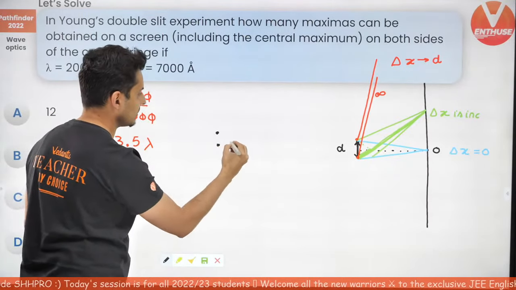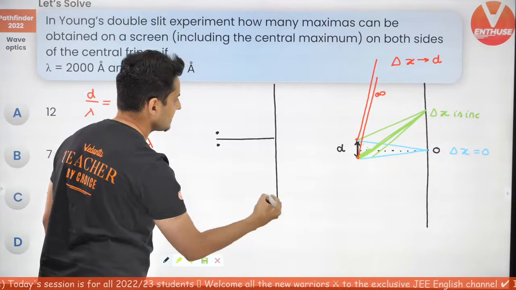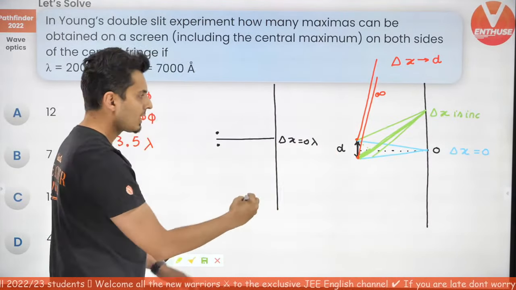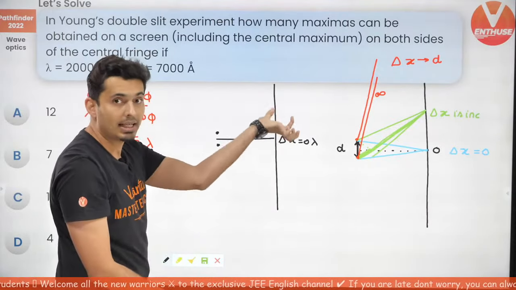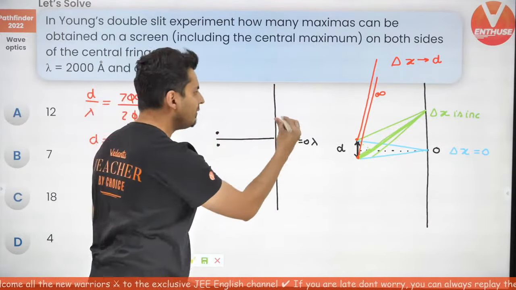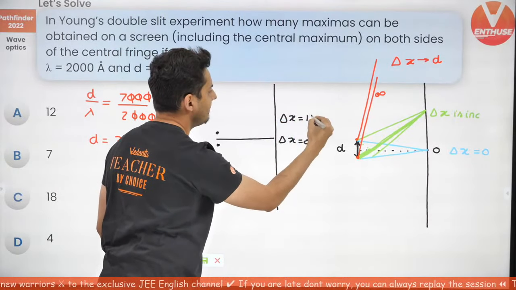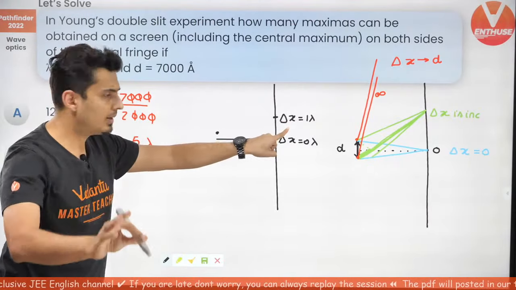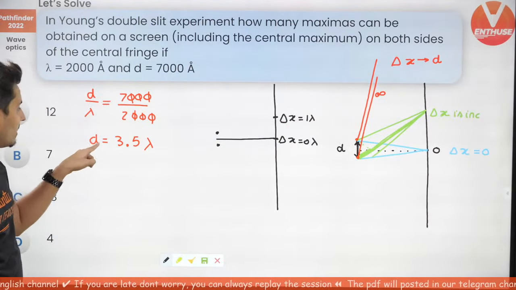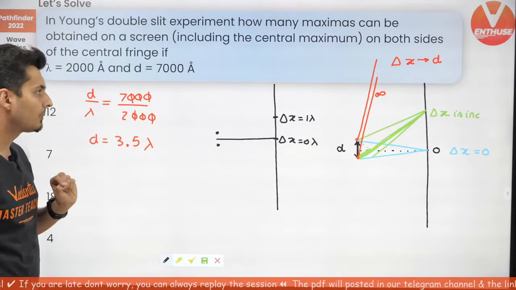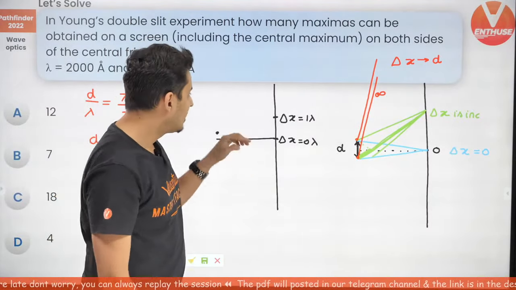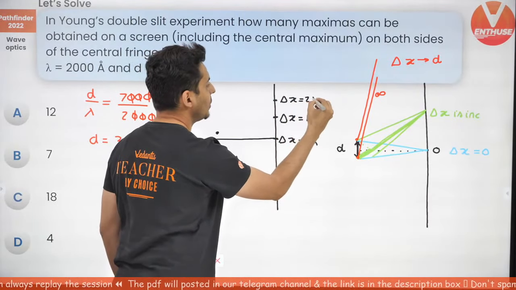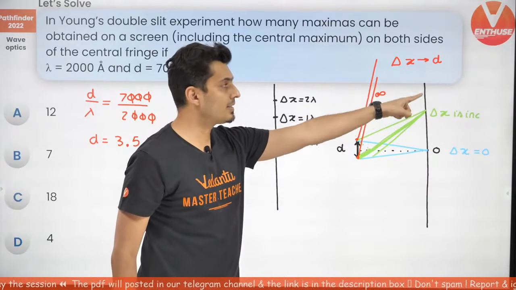Now what it means is that if you have these two sources, this is the central line, this is the screen. Here delta x will be 0 lambda. As you go up, the value of delta x will keep on increasing. Somewhere or the other, delta x will be 1 lambda. What is the value of d? 3.5 lambda. So as you go up, somewhere else you are going to get delta x equal to 2 lambda.